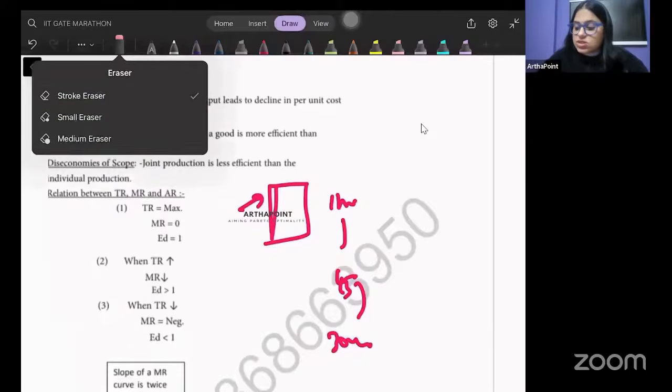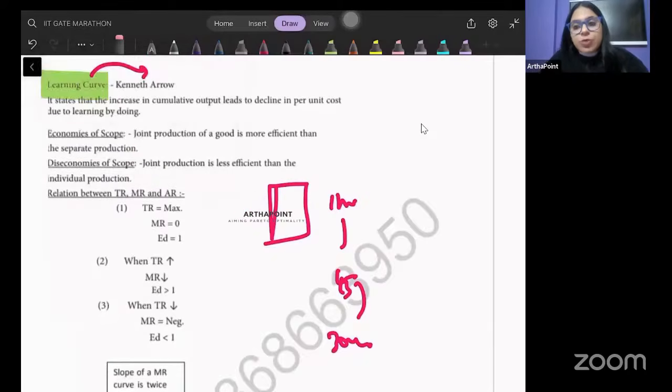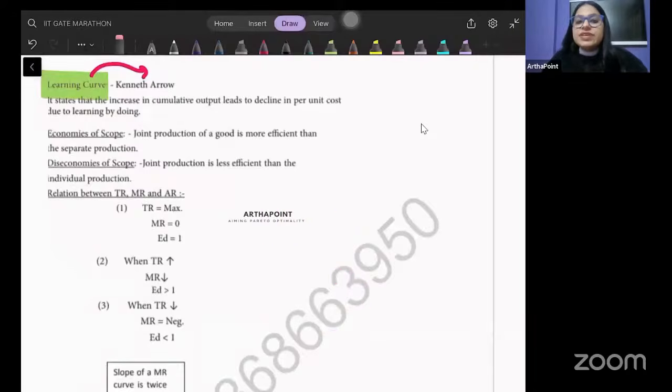So same is the concept here, that if you keep producing the same output again and again and again, then with time, you will be able to produce the same output with lesser cost and with lesser inputs involved. That is because of learning by doing. And this concept was given by Kenneth Arrow.